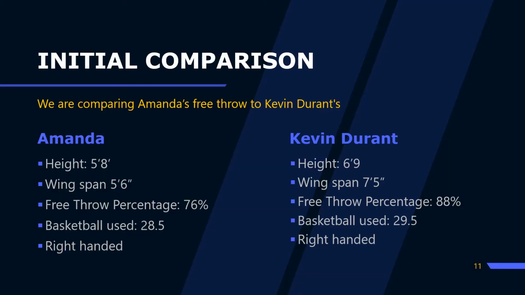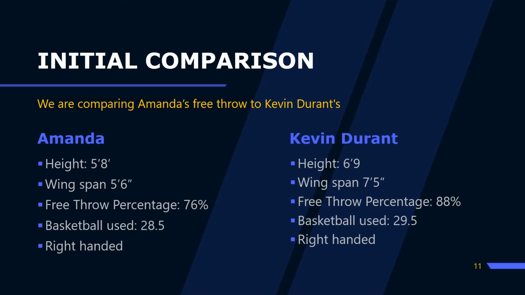So for our initial comparison, we wanted to look at height, wingspan, free throw percentage, the basketball used, and which hand they are. For Amanda, she's 5'8", her wingspan is 5'6", and her free throw percentage is 76%. She had to use a women's basketball, which is size 28.5, and she's right-handed.